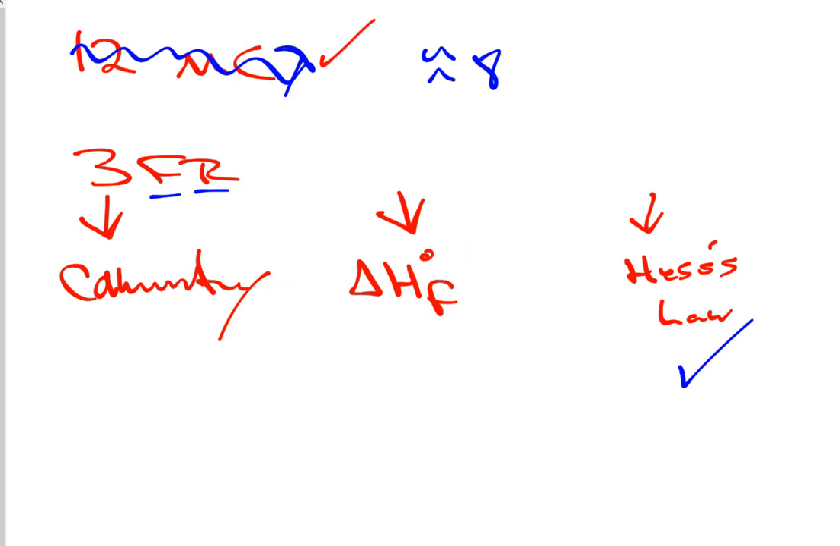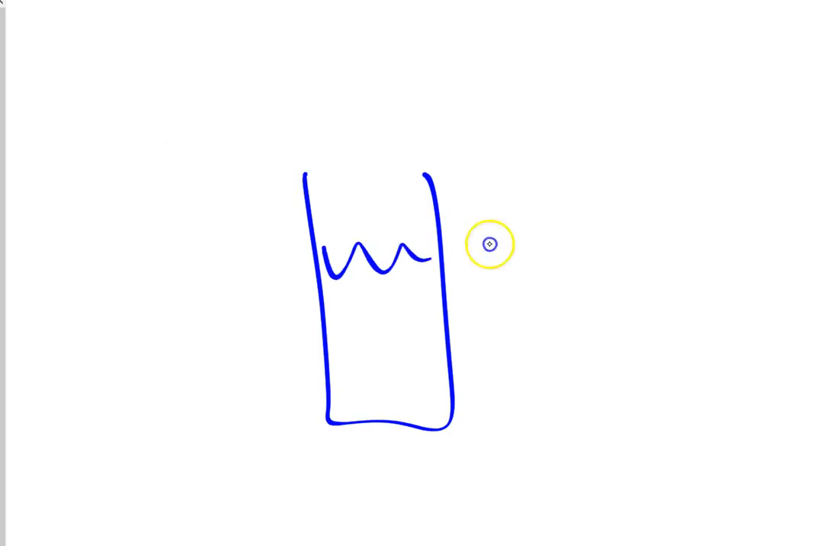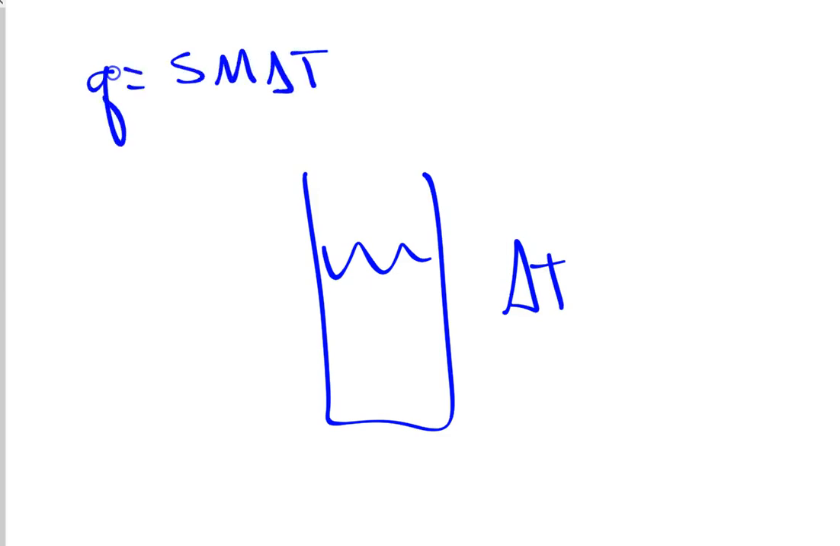Calorimetry, you ready? Calorimetry is when we put stuff in a cup, we measure how the temperature changes, and we use this equation, Q equals SM delta T, where technically there's a negative. Sometimes I write it, sometimes I don't, because I just remember, hey, if the temperature goes up, the answer must be negative. If it goes down, it must be positive.